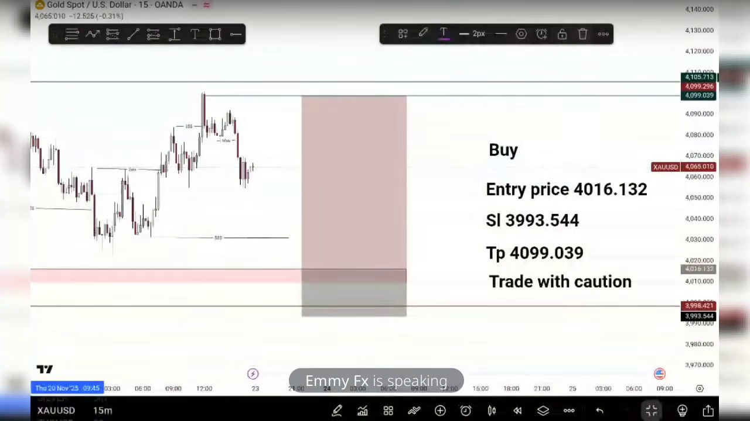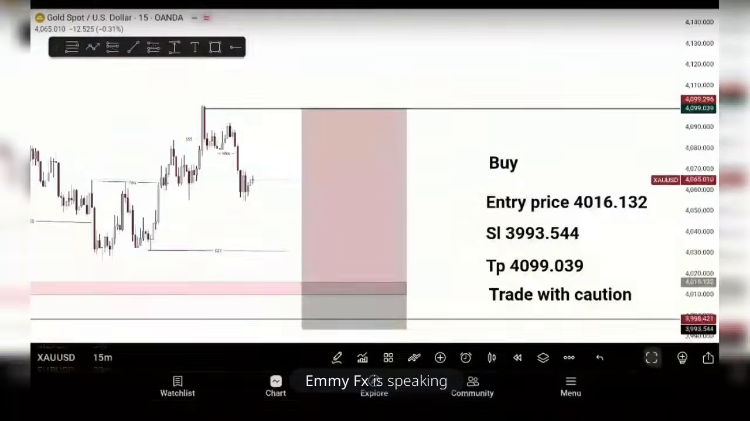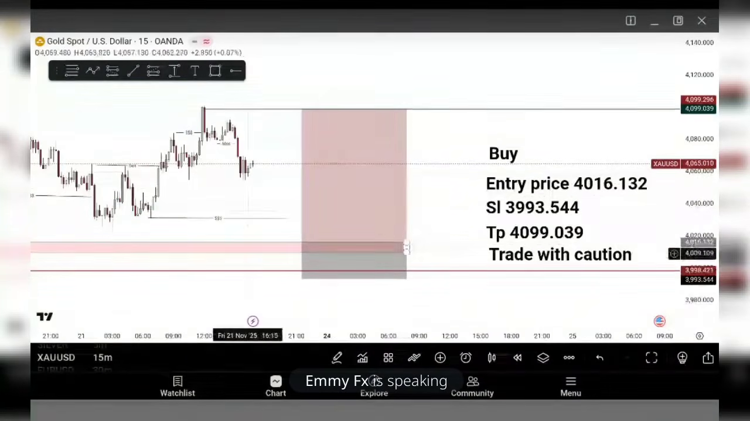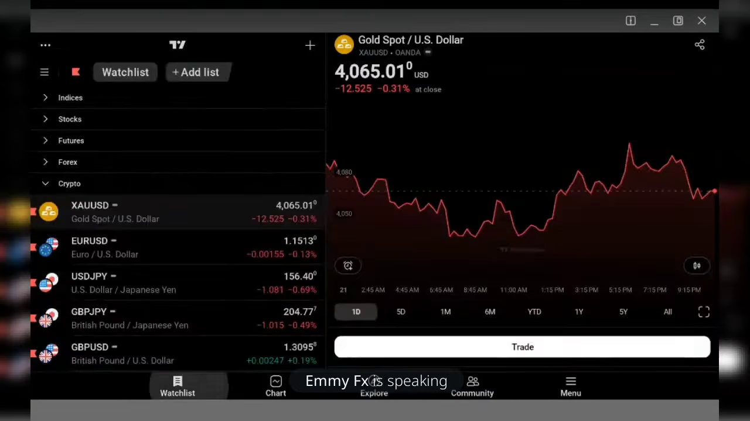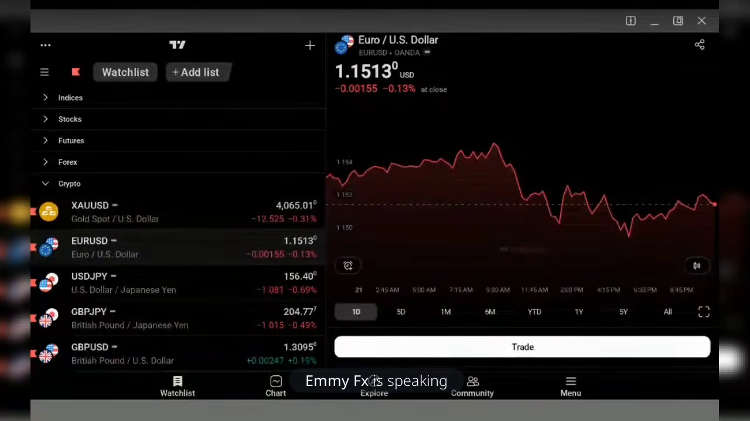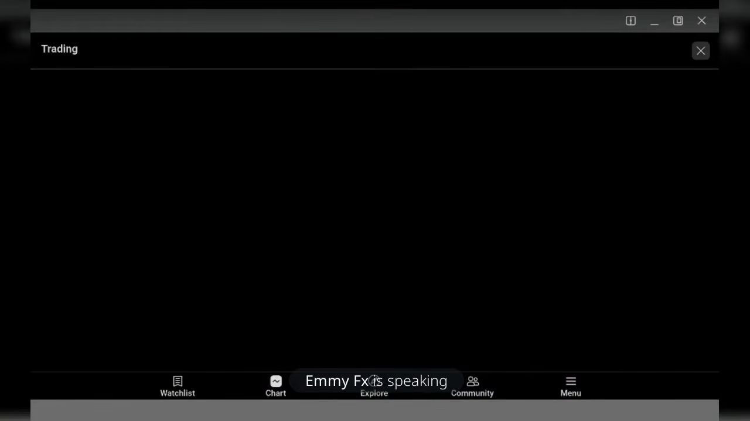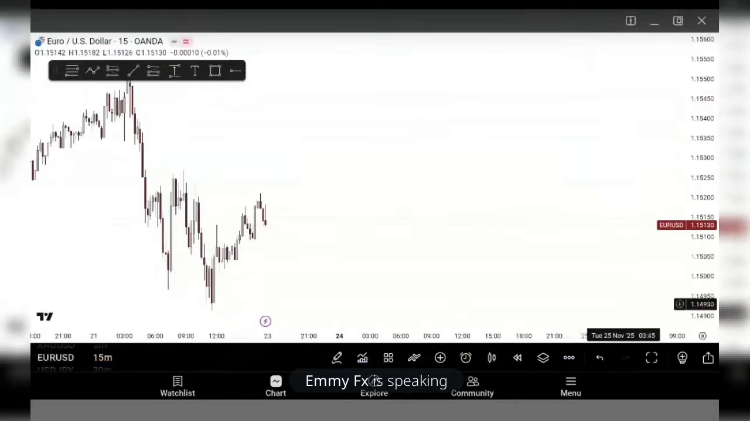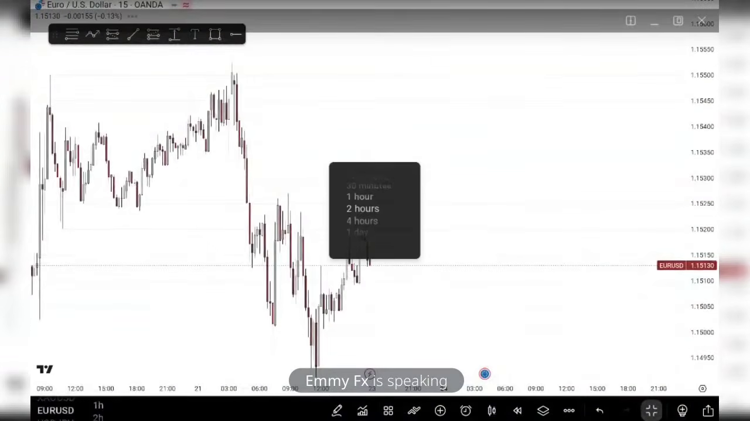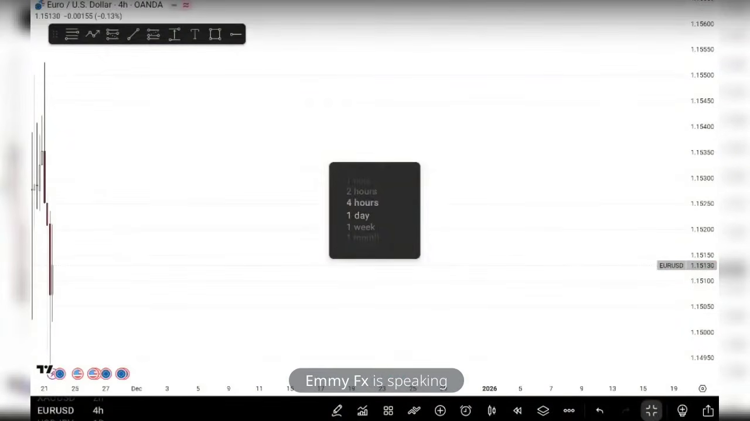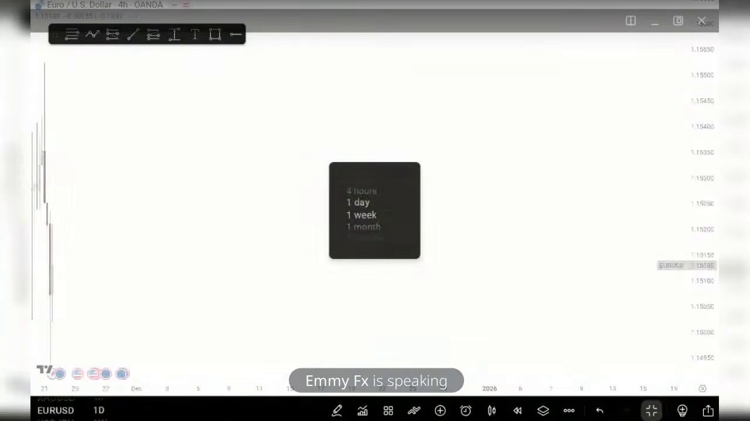Now I'm going to enter another pair. This is good for those people joining now. Now I'm going to enter another pair, EUR/USD. In EUR/USD, let me go to the one day time frame to understand how it works.